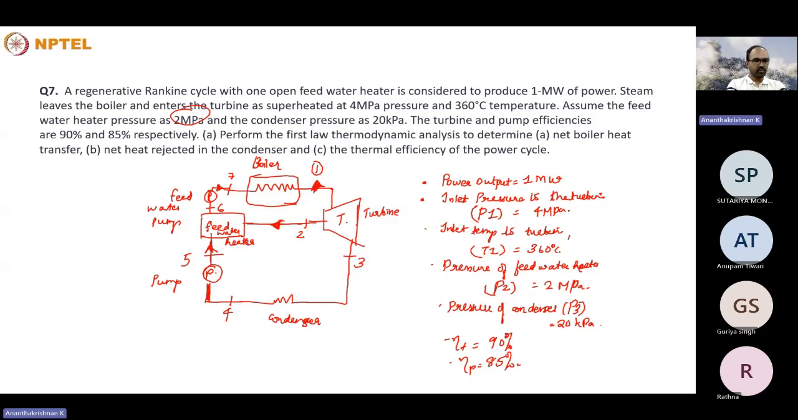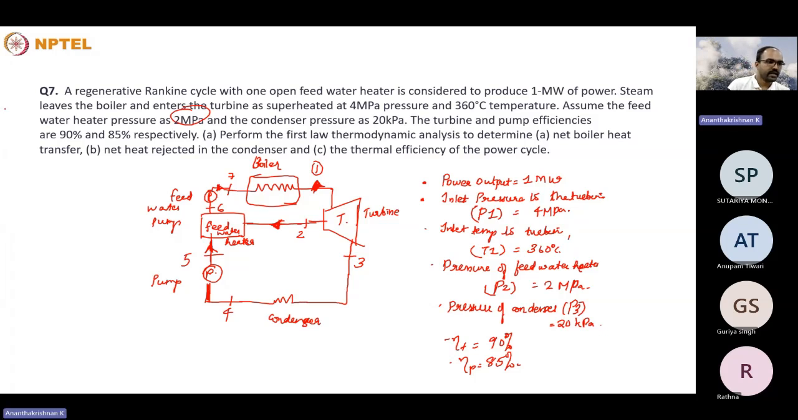At point 1, we know the temperature, we know the pressure, and if you try to plot them on a TS diagram, you'll see that it will be in the superheated region. And we do not know anything about point 7. So we can't calculate anything until and unless we identify the corresponding properties at the state points and then solve it.